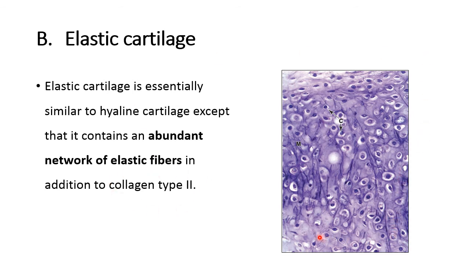As we see here on the right side in this image, a histological section of elastic cartilage stained by hematoxylin and orcein, a special stain called orcein, to demonstrate the elastic fibers. This C stands for chondrocytes and the M for the matrix, and these dark stained fibers are the elastic fibers.